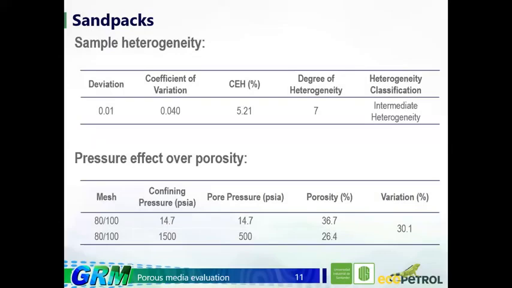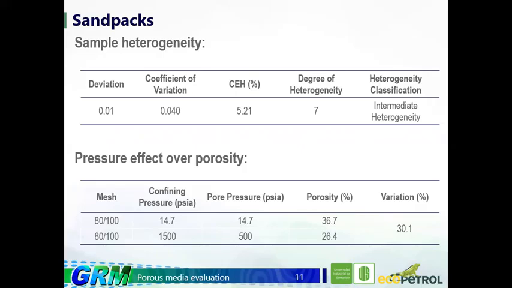So in this case, using the statistics obtained from the bulk density, we obtained a deviation of 0.01, a coefficient of variation of 0.040, and a coefficient of heterogeneity of about 5.21. That means a degree of heterogeneity of 7, and the heterogeneity classification is intermediate heterogeneity.